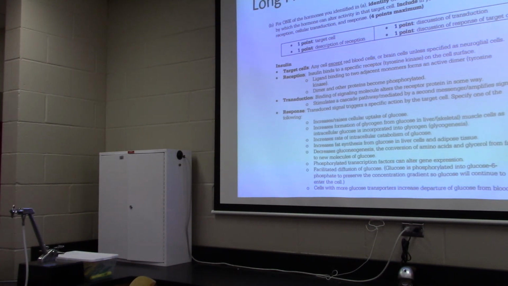Part B. So you had to identify a target cell. You got to talk about reception. Notice it kind of everything that we talked about, it walks you through there. Transduction, talking about the cascade, the amplification. You can talk about the secondary messengers, and then some kind of response that raises glucose. They had to be really vague with the rubric here because you could have literally talked about hundreds of different kinds of cells in your body because insulin affects lots of different kinds of cells.